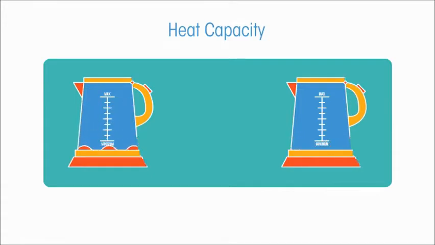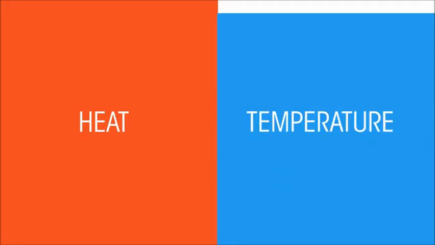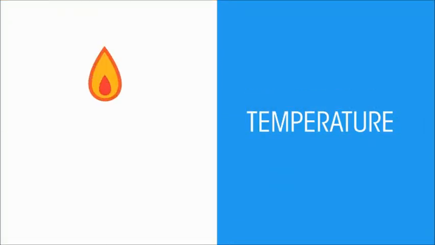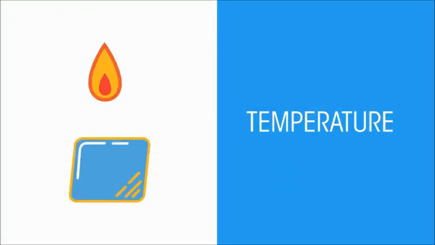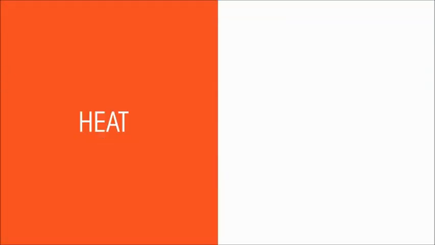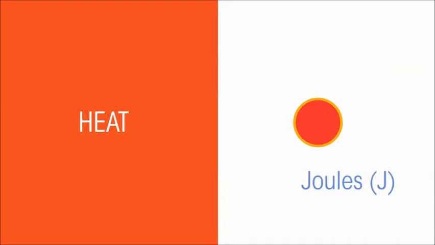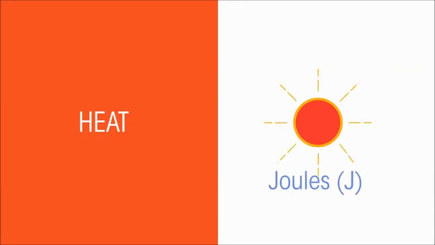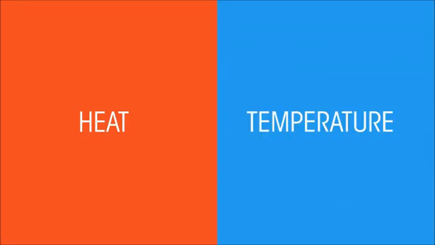Before we get into detail, it is important to realize that there are differences between heat and temperature. Temperature is a way of describing how hot or cold an object is and is measured in degrees Celsius, whereas heat is a form of energy and it's measured in joules. The more heat transferred to an object, the more its temperature will rise. So heat and temperature are related, but they are not the same.